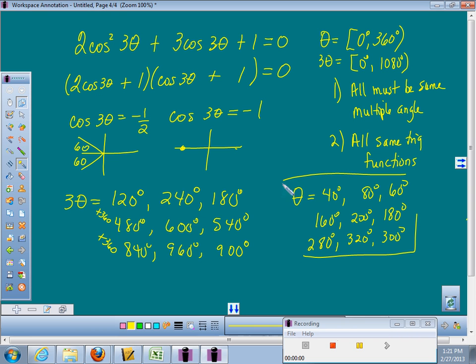Do they all work? Do we have to check them? No, did you square both sides? Did you have any fractions? You do not have to check them.